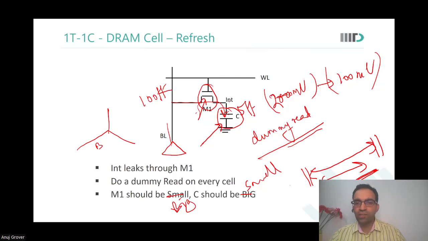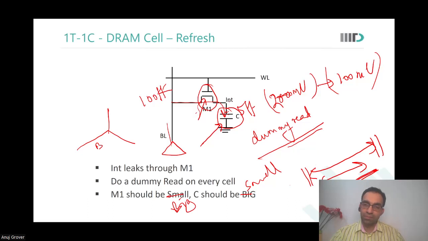Leakage will not have any impact. Leakage will not change because you used a larger C. In fact, leakage would only increase because a higher VDS will remain for a longer duration of time. Okay. So leakage will probably only increase, but you increase the interval at which you will do the read operation, the dummy read.